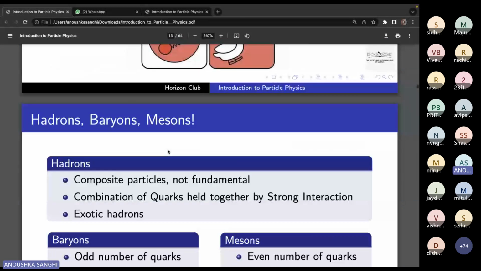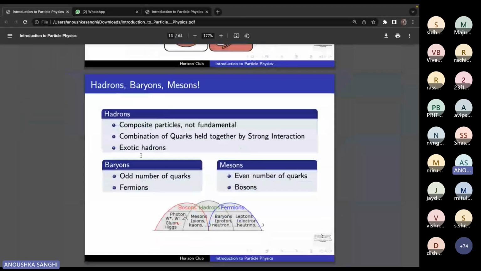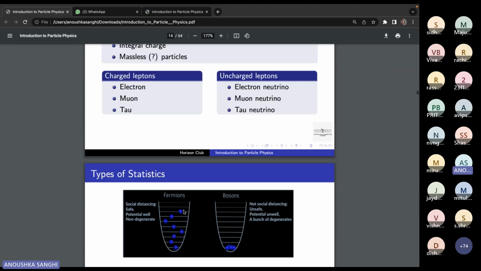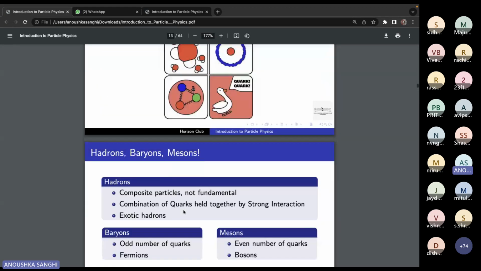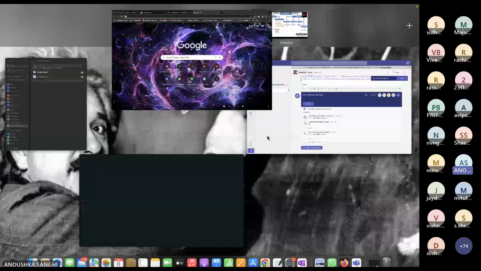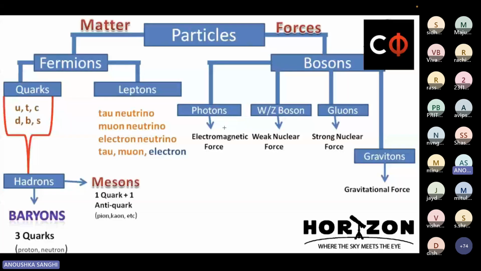Next come hadrons, baryons, and mesons. I'll be explaining it, and there are more particles, leptons. But before that, let me open one model. Yeah, so this one. Are you able to see it?